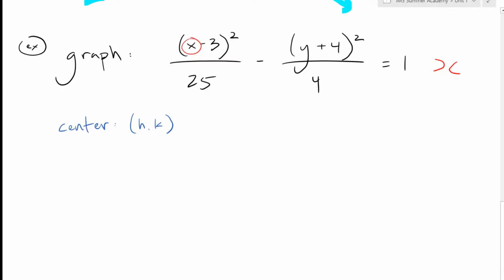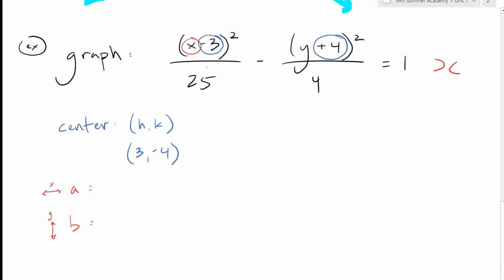H is connected to x, k is connected to y, so I see a -3, I'm going to write +3. I see a +4, I'm going to write -4. We want A and we want B. A, remember, is side to side. B is up and down. A usually goes with x and B goes with y.